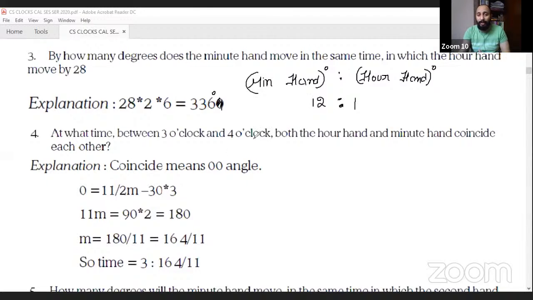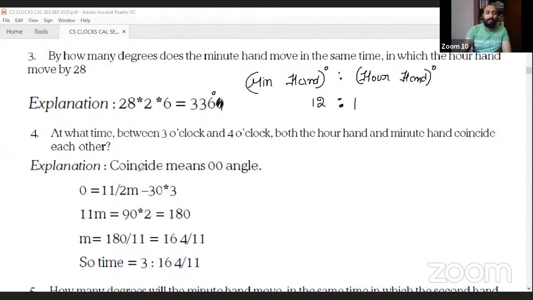Do you understand why every 1 hour is 30 degree? 30 degree, 30 degree, 30 degree, like that, it is 360 degree. Every 5 minutes is also 30 degree. For the minute hand, 5 minutes is 30 degree. For the hour hand, 1 hour is equal to 30 degree. So that is it.